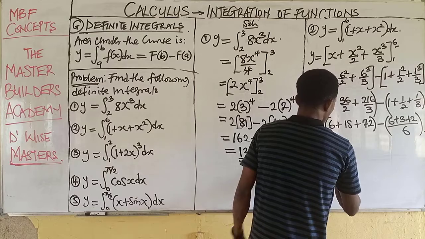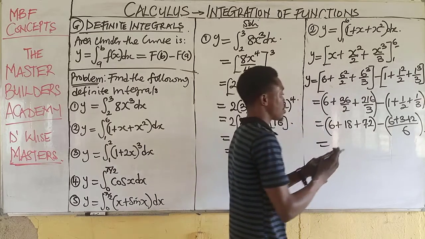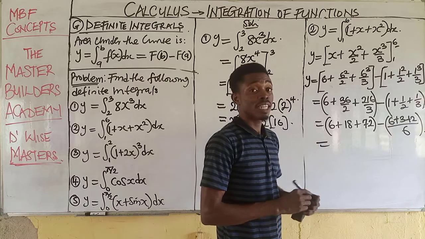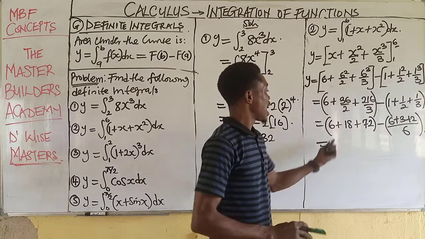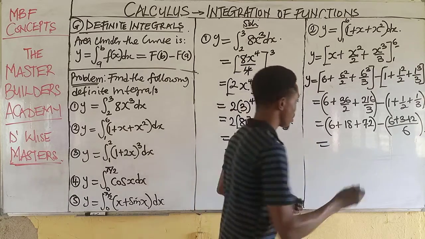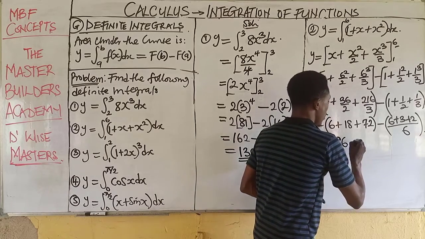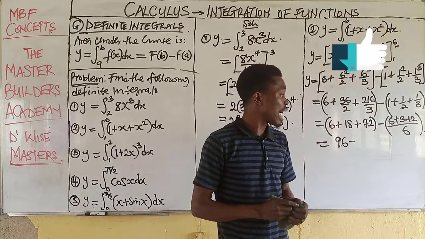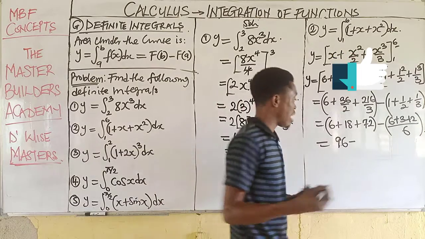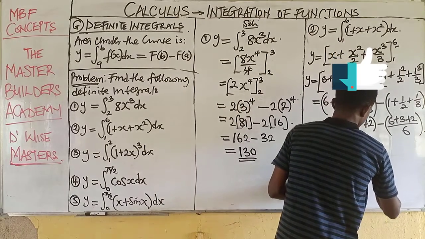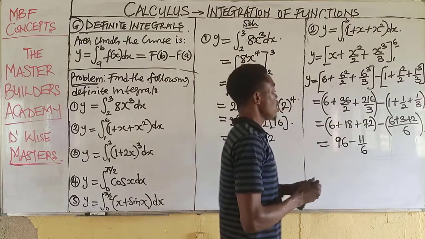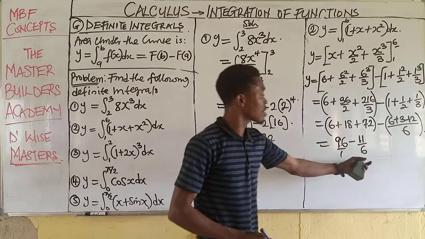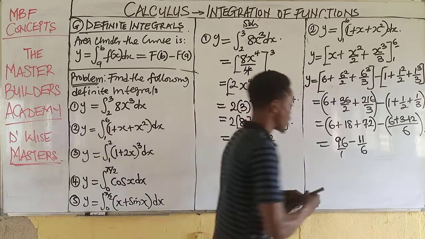Now, we can boldly add all of these together. 18 plus 72 would have given us 90. And 90 plus 6 would have given us 96. Then minus, when we add 3 to 6, we have 9. And when we add 2 to 9, we have 11 over 6. All we need to do is to find the LCM of 6 and 1, and that would have given us 6.